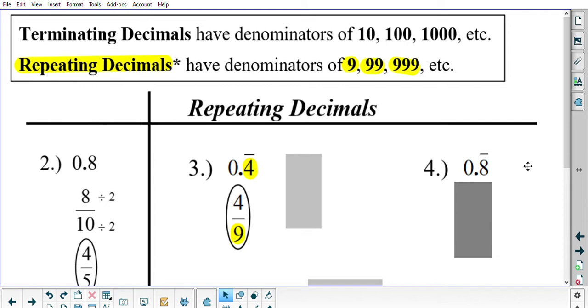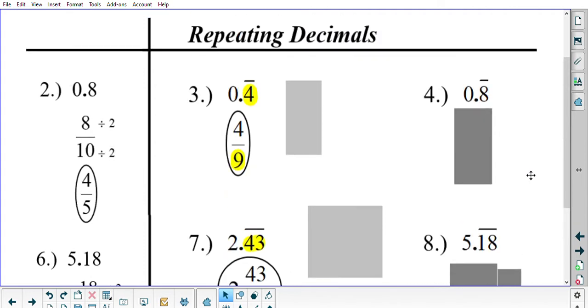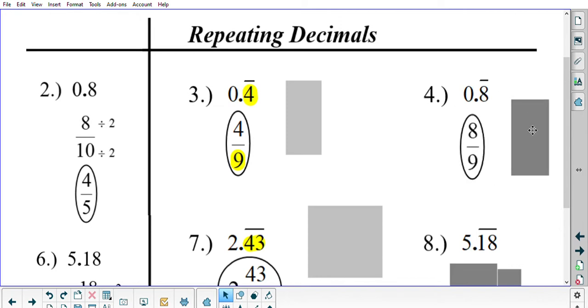Okay, I hope you have already done 4, 8, 12, and 16 on your own. If not, you better hit pause now. Here I go, pencils and erasers ready. Let's see if you have these correct. 0.8 repeating is 8 ninths. Remember, it's not 8 tenths. Regular 0.8, terminating decimal 0.8, was 8 tenths, but 0.8 repeating is 8 ninths.